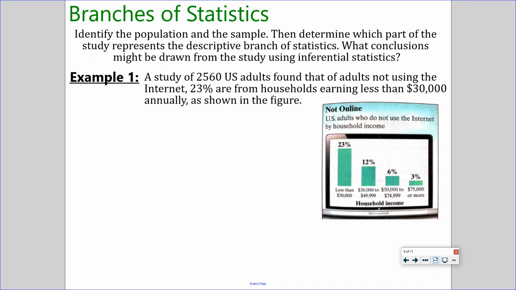All right, here's our first example. A study of 2,560 U.S. adults found that of adults not using the internet, 23% are from households earning less than $30,000 annually, as shown in the figure. So here is an example of a descriptive statistic shown in the form of a graph. Obviously, it's really common.